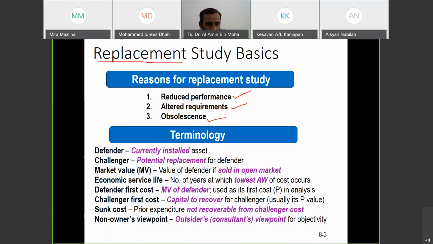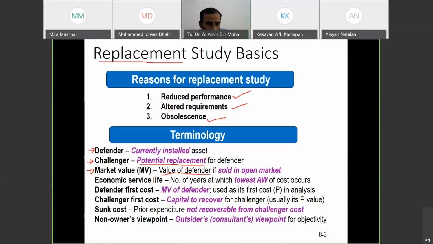We have some terminology to be understood. We have the defender. Defender means the currently installed asset, the existing asset. Challenger is the new asset that we consider to replace the defender, the currently installed asset. So it's the potential replacement. And we have market value, the current price basically. Market value of the defender means that if we want to sell the existing machine that we have, what is its value? That is the market value.